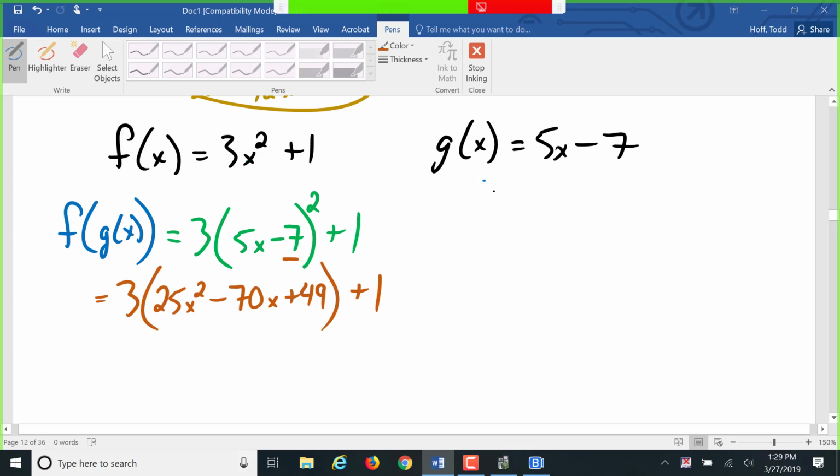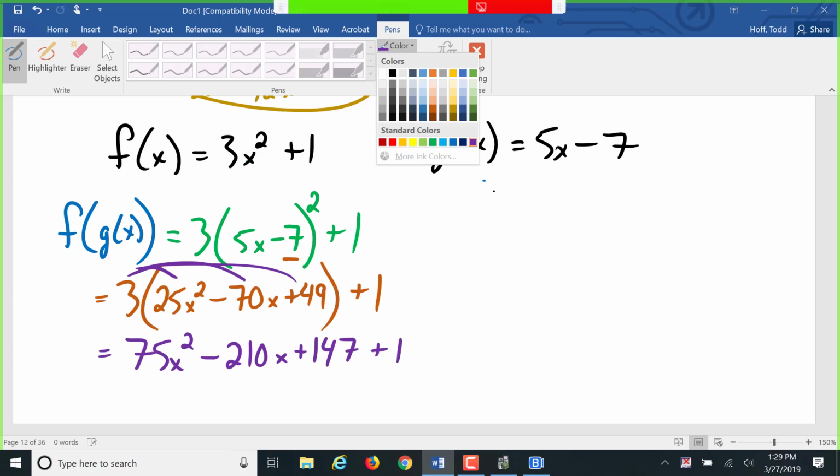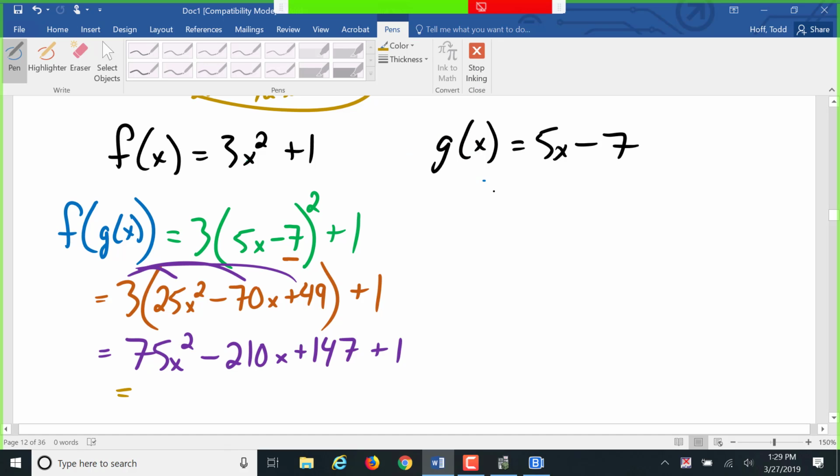We'll multiply the 3, distribute the 3. 75x squared minus 210x plus 147 plus 1. And of course, we just combine the 1 in with that. 75x squared minus 210x plus 148.